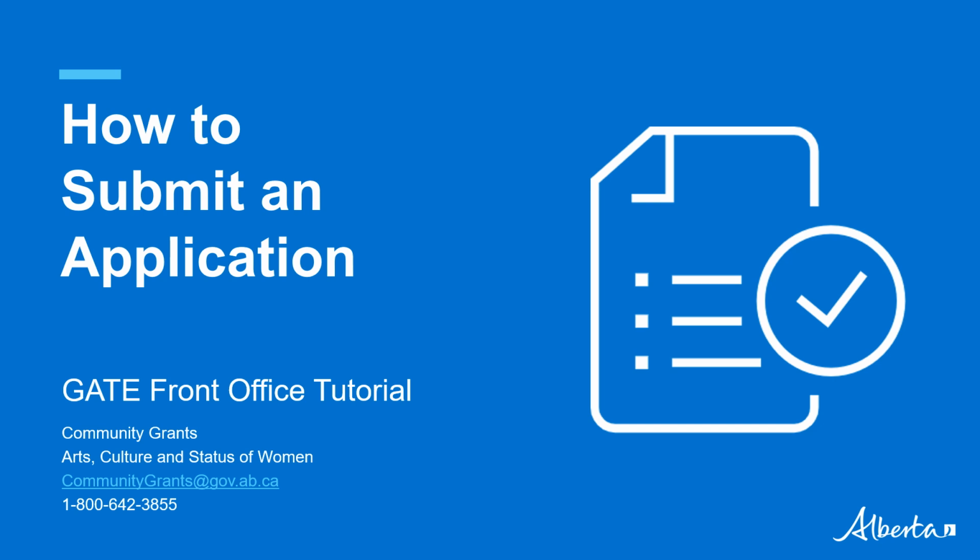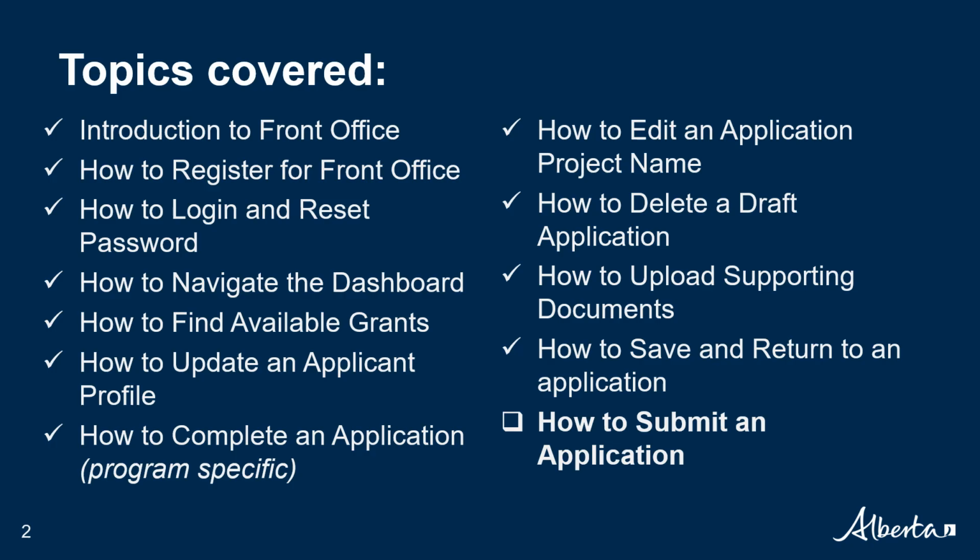Our application process has now moved to an online portal called Gate Front Office. This mini tutorial will show you step by step on how to submit an application and confirm submission. Currently, the Community Initiatives Program Operating and the Community Facility Enhancement Program Small have transitioned to the front office portal for this process. By this point, you may already be familiar with or have already completed the following. If you haven't, or if you need help, please watch our previous mini tutorial videos for guidance.